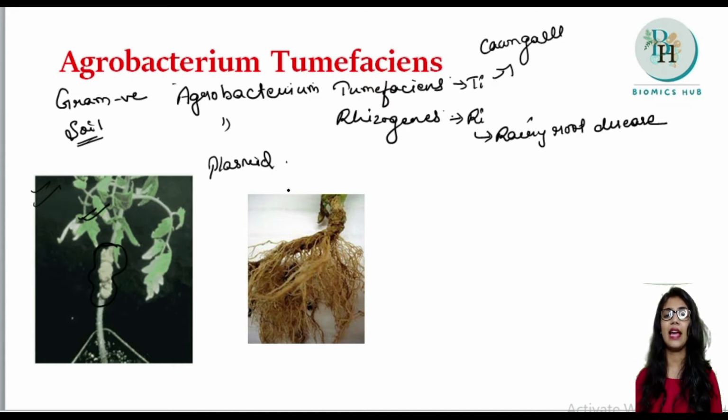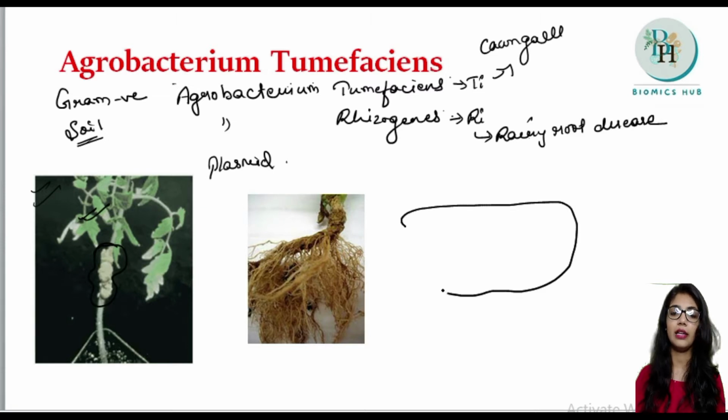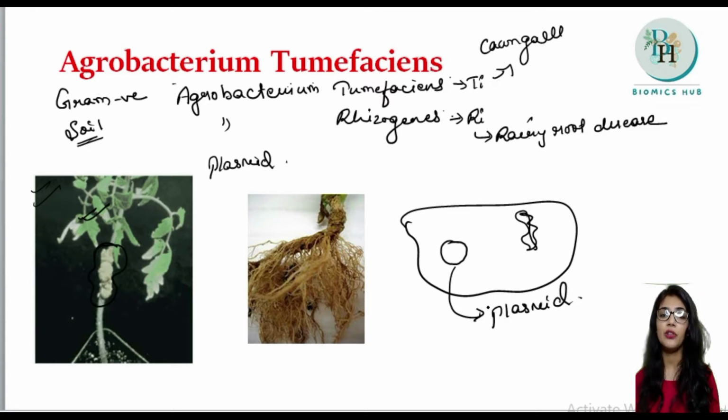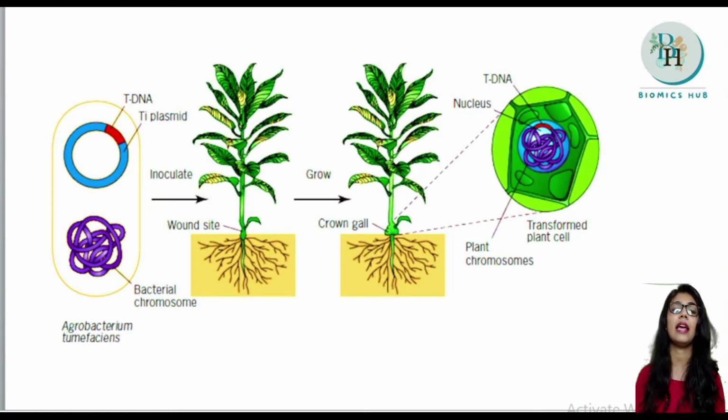So what exactly is a plasmid? In bacteria we have chromosomal material as well as extra chromosomal material. This extra chromosomal material is known as a plasmid, and this plasmid is responsible for causing this disease. Inside the plasmid there is a tDNA present. Let us have a discussion on that with this example.